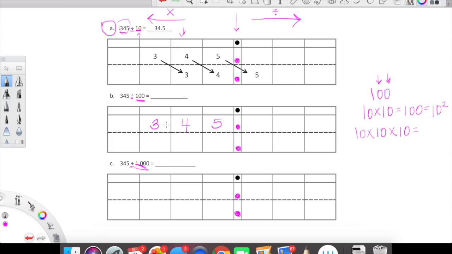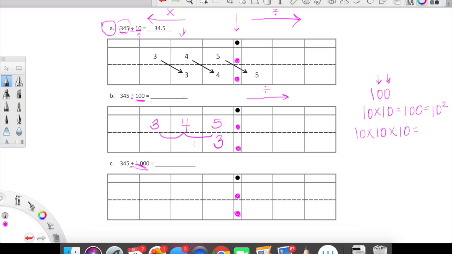Okay, so for now I want you to think about the fact that there's 2 zeros in 100, which means that each of our digits are going to shift to the right 2 place values. We're shifting to the right because we're dividing. So our 3 is going to shift 1, 2 place values to the right. So our 300 is now going to be 3 ones when we divide by 100.